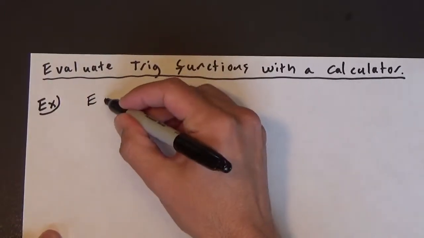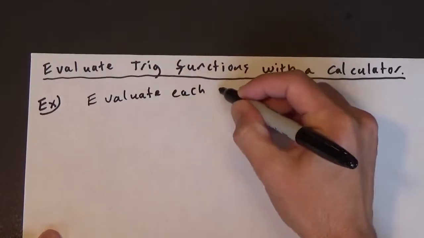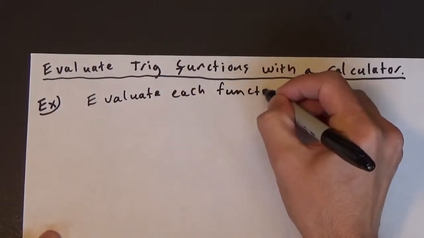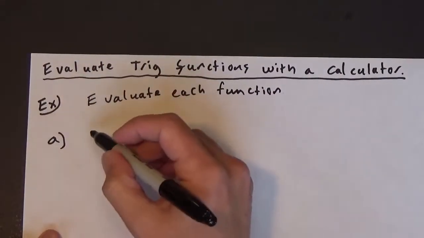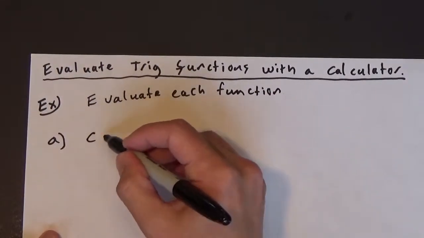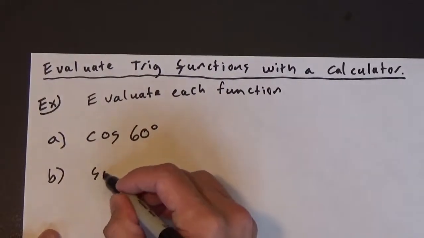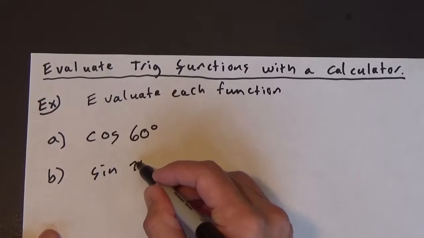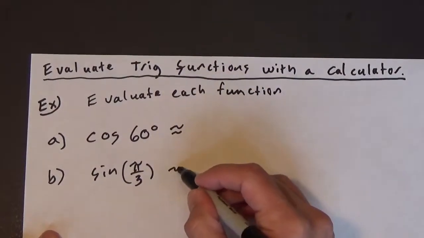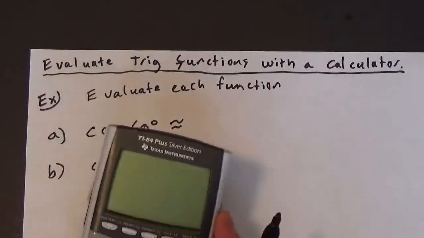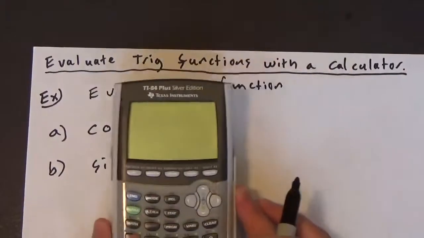So let's go ahead and look at a bunch of examples. Basically, we want to evaluate each function. Alright, so we're going to start off with two simultaneously: the cosine of 60 degrees and the sine of pi over 3. The reason I'm doing this at the same time is because there's a part of using a calculator that goes with both of them.